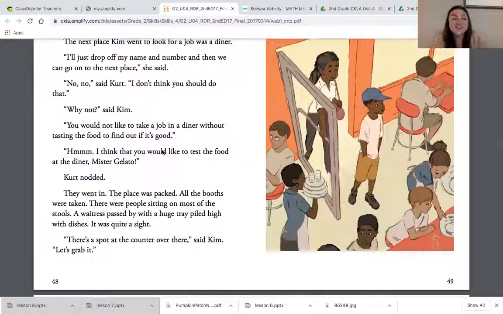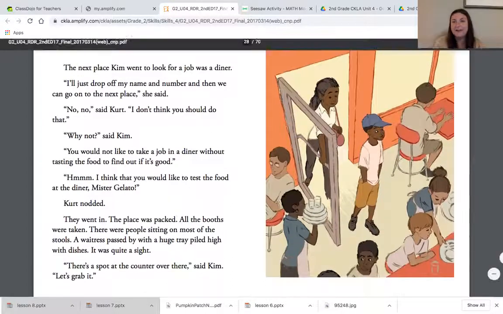The place was packed. All the booths were taken. There were people sitting on most of the stools. A waitress passed by with a huge tray piled high with the dishes. It was quite a sight. "There's a spot at the counter over there," said Kim.